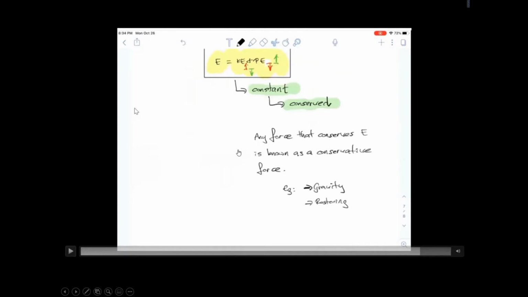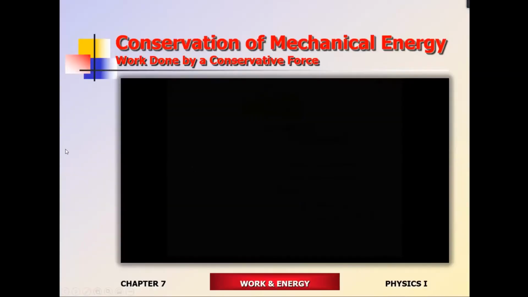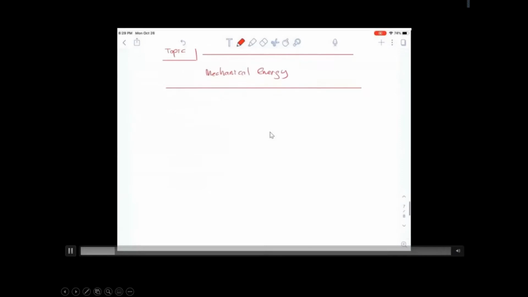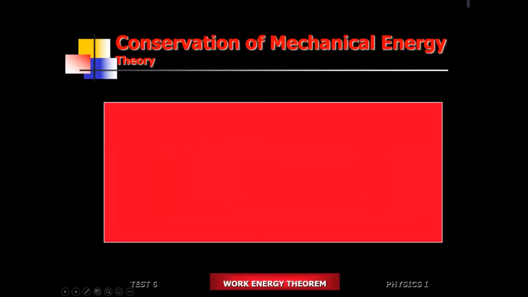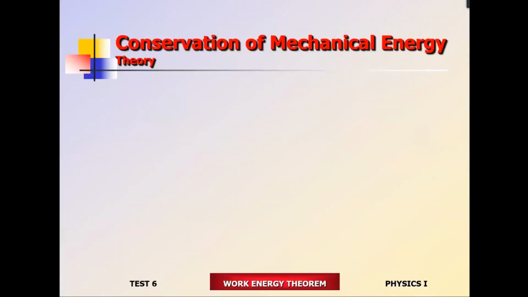The second one is the restoring force. The restoring force is something that we discussed before, so that's going to require a little bit of a review, especially for university physics students. College physics students, it's not that important, but university physics students, you will need to know. So conservation of mechanical energy is the constancy of mechanical energy, and it will be constant only if the force responsible for that motion is a conservative force, like gravity.